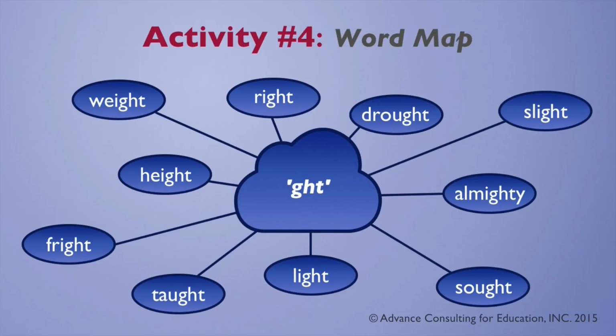So you've got this word map, you put a circle, and then in the middle you're going to put GHT. And then students have to write or make a word map and indicate all of the words that have GHT in them around this word map.